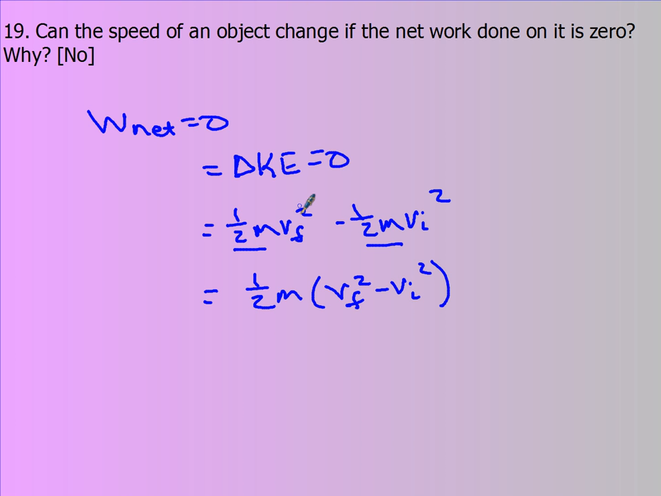Can the speed of an object change? Okay, so the only way for this to not be 0 is if these are not the same. So in order to have a speed change, you must do work. So the answer is no.